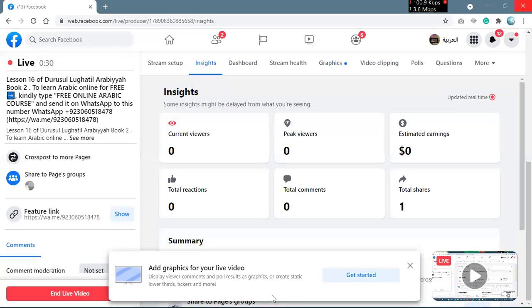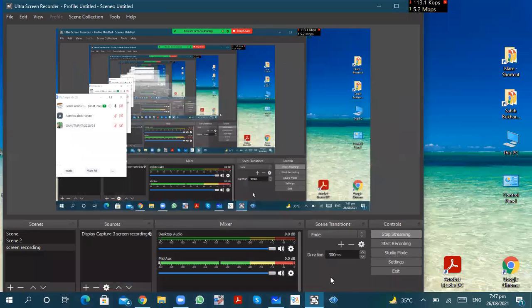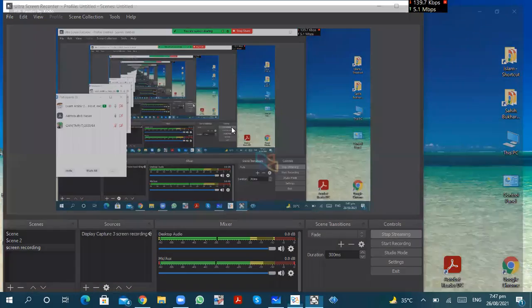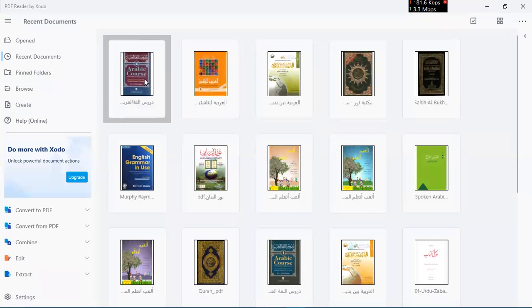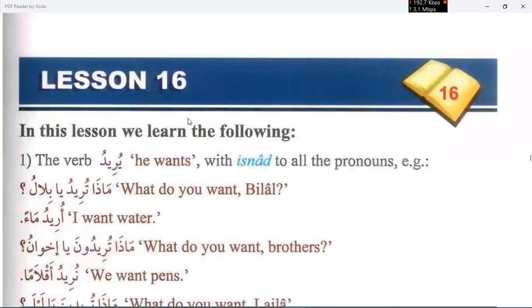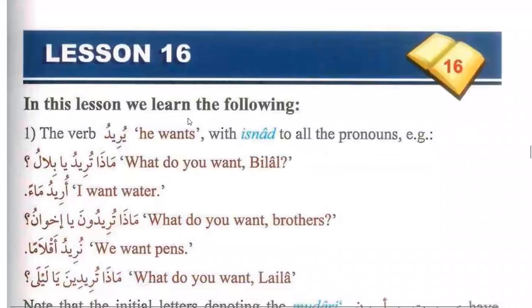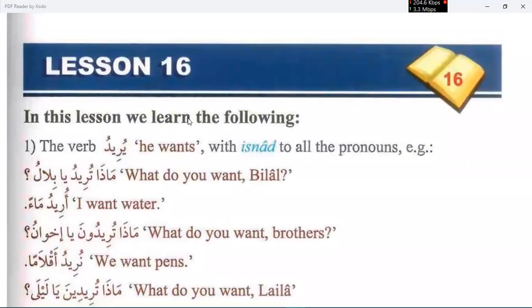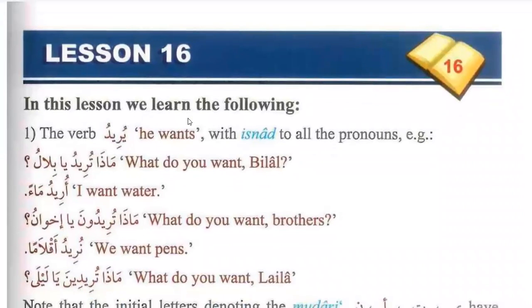So, Mrs. Amina. Assalamu alaikum. Wa alaikum assalam wa rahmatullahi wa barakatuh. It's open. No, there's the time. Okay, shall I read? Yes, read. Okay, lesson 16. Bismillah. Sorry.